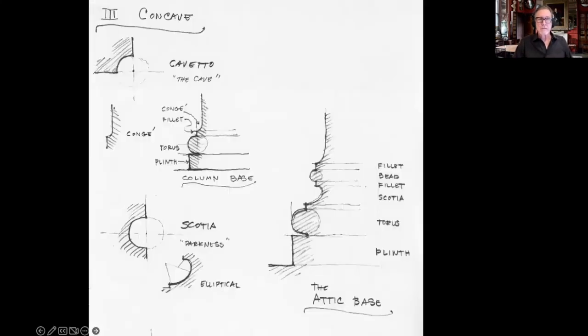Another page from my sketchbook showing the kind of simple drawings that we're looking for. In the lower left, we see a Scotia molding. We'll talk about that a bit later, and what that kind of looks like. And then on the right and in the center, you get a little feel for how you can cluster different moldings together to create the elements of classical architecture.